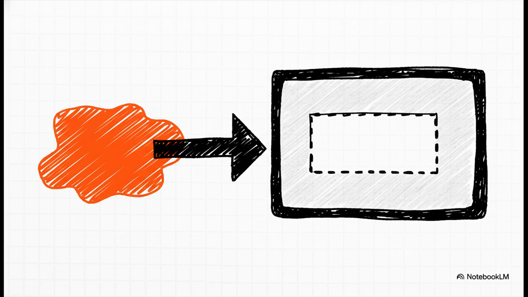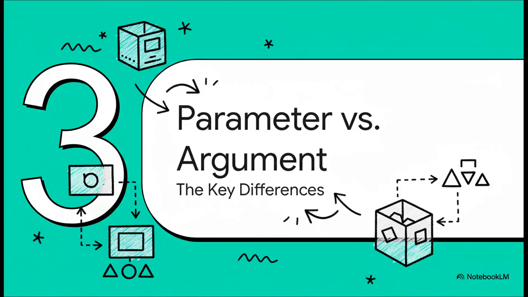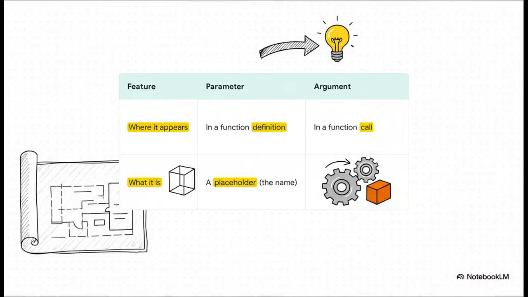Simple as that. All right, we've looked at them on their own, but the real aha moment comes when you put them right next to each other. So let's lock this distinction in once and for all. This table just lays it all out, nice and clean. On the left, you've got your parameter. Where do you find it? In the function definition. What is it? A placeholder, just a name.